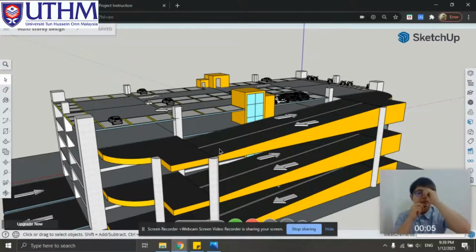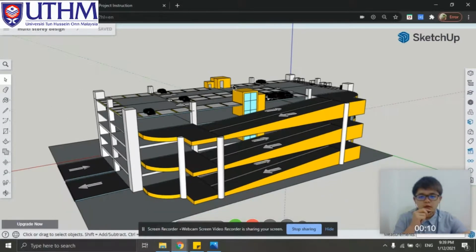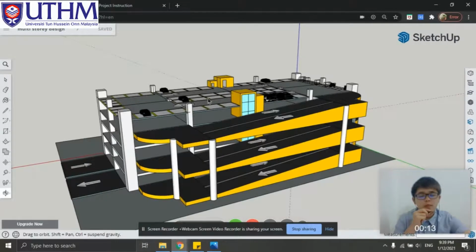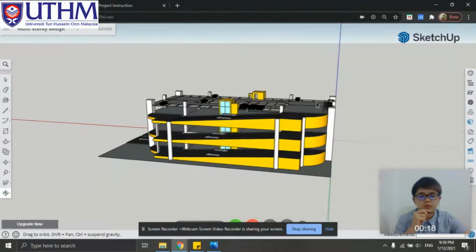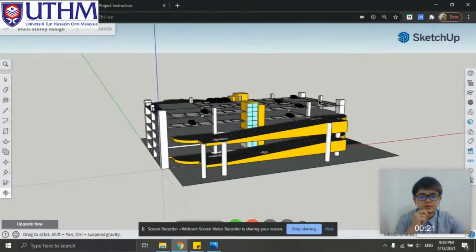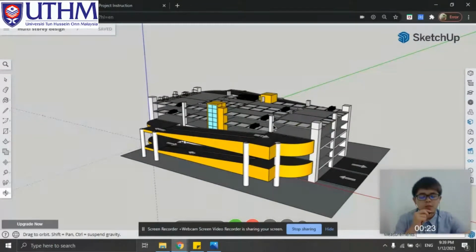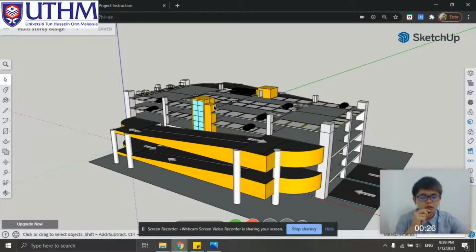Now I will start my part, which is for the solution. And now I will show you our solution, which is the multi-story parking system. So this is the multi-story parking building. We use this multi-story parking system as the solution in which to overcome the parking problem.